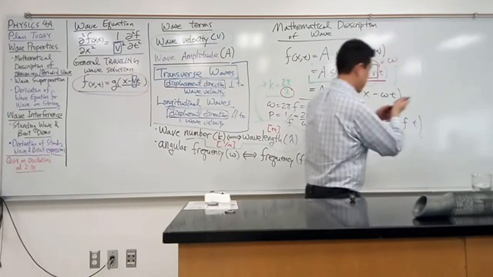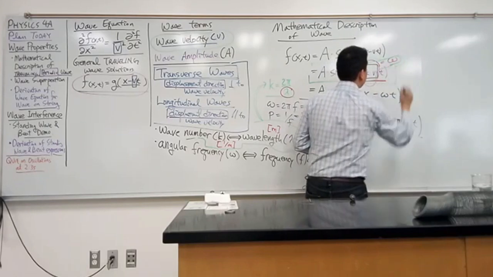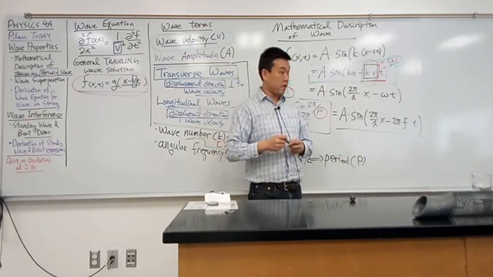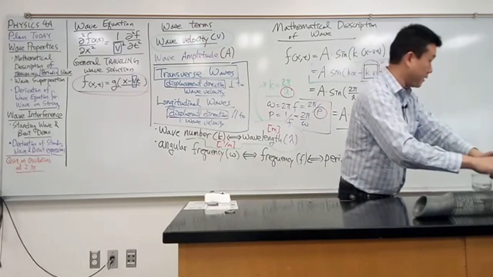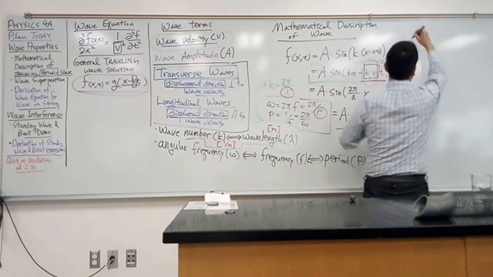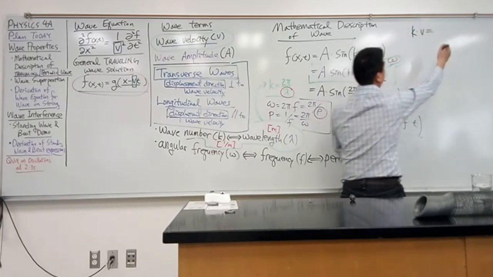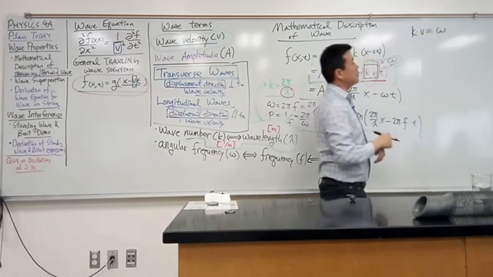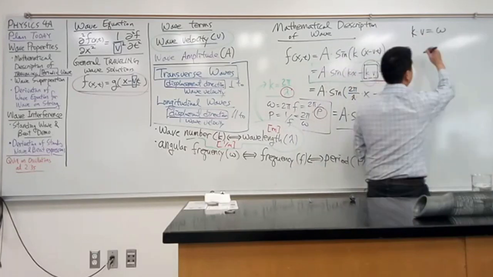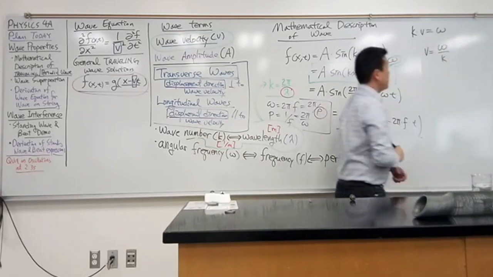This expression that we wrote down earlier can actually be used to write down one of the most important expressions in dealing with periodic waves. Let me write it down in equation form here. kV is equal to omega. So let me solve it for V, the wave speed, wave velocity. V is equal to omega over k.